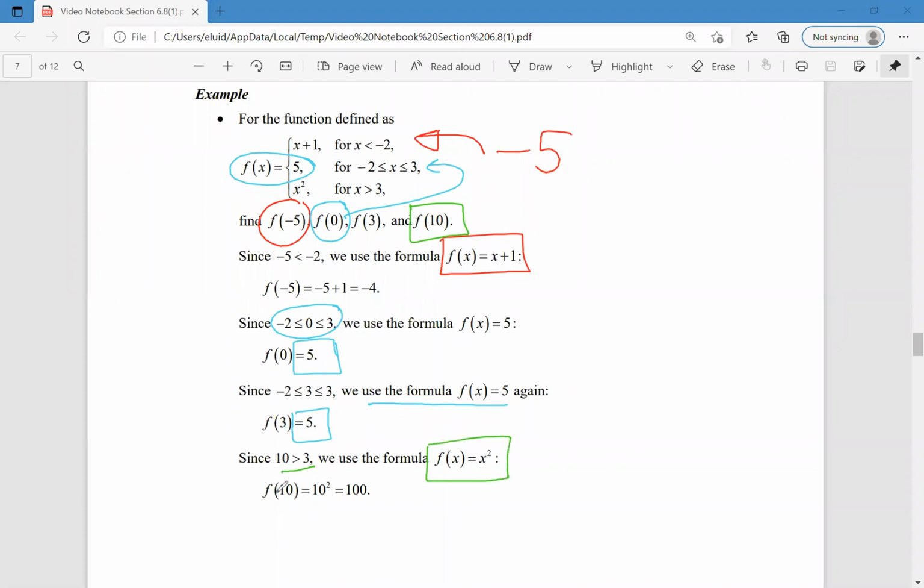So f of 10 is 10 squared, which is 100. Notice how for this type of function, it's sort of like 3 in 1. It's 3 different functions put together in one. So you have to pay attention to which part of the domain your number belongs to, which interval it belongs to, and that will tell you what formula to use.